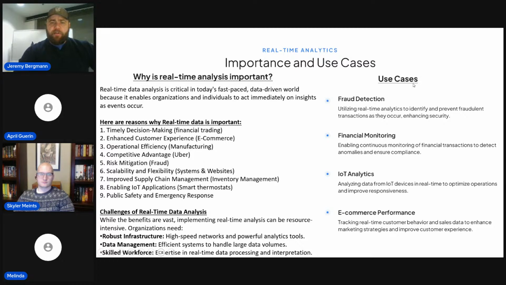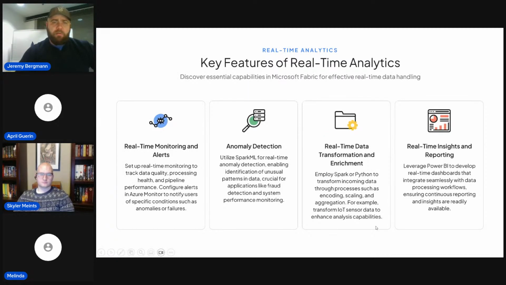And then there are the use cases that we talked about. So fraud detection, financial monitoring, Internet of Things, e-commerce performance. Okay. So key features of real-time intelligence. Essential capabilities of Microsoft Fabric for effective real-time data handling. So these are the different capabilities that the real-time intelligence module has. They have real-time monitoring and alerts.